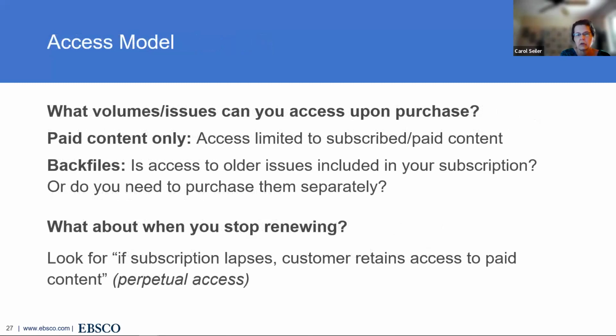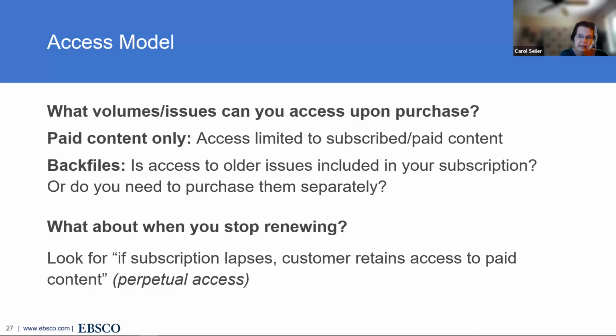What about access model? What volumes and issues can I get upon purchase? Now, when you buy print, you know what you get. I bought January of 2024, I get January of 2024. When you buy online titles or digital titles, you may get access to a back file. So I may be ordering in January of 2024, but because I'm ordering, the publisher is going to give me access back to 1999. Woohoo! So that's great. Now that I'm ordering, I have access back to 1999. Brilliant. But what happens when I stop renewing that?